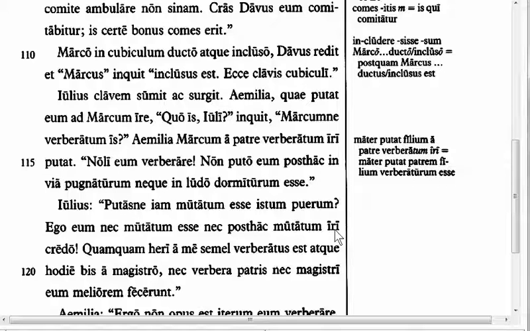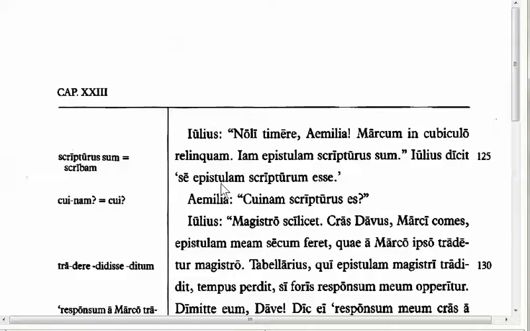The next new feature is in line 125. And we see Julius dicit se epistolam scripturum esse. So we'll start with scriptura sum. Iam epistolam scriptura sum. Now I will write my letter. We've seen the same form before, the future active participle, and it means pretty much the same as the regular future. Scribam, I will write, meaning I'm about to write. Now I'm about to write my letter. You may want to translate it a little more precisely with the future participle.